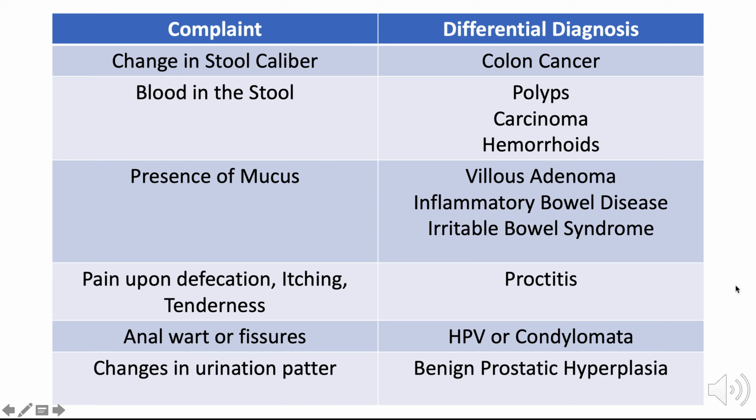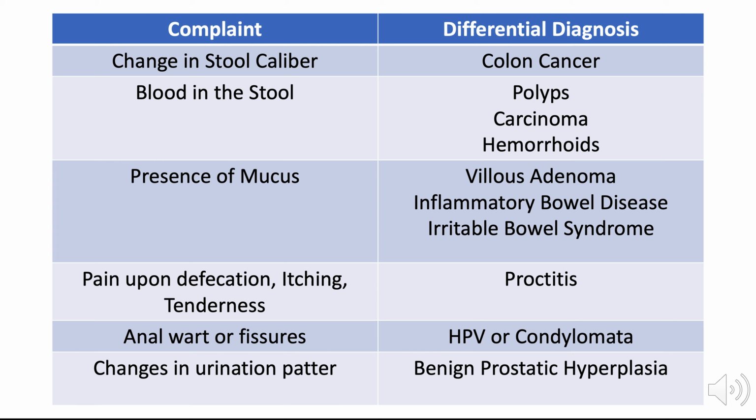We should also ask about changes in the frequency of bowel function, the size or caliber of the stools, diarrhea, constipation, or any abnormal color of the stools. These types of questions would really aid us in coming up with our differential diagnosis. Say, for example, the patient complains of changes in stool caliber. This could warn us of colon cancer.